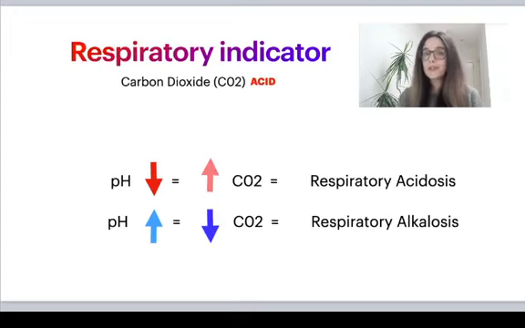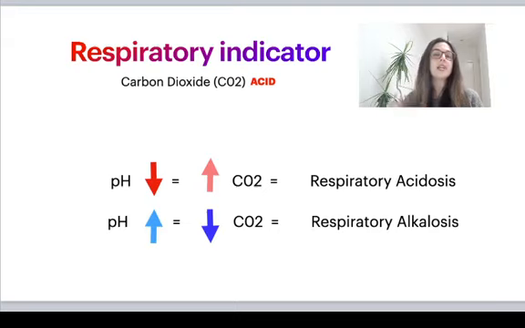When we get a respiratory problem as our primary problem, so there's a problem with the lungs or a respiratory system, it's a little bit the opposite. And we don't look at bicarb, we look at CO2, carbon dioxide, because we're dealing with the lungs. So when I say the opposite, it'll be the CO2 will be opposite to our pH. So again, we've got a respiratory acidosis.